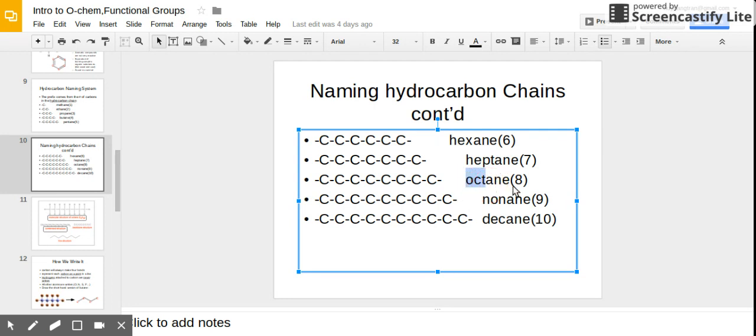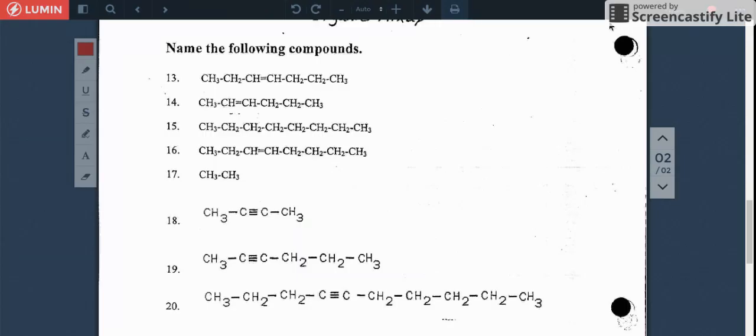Okay, right here, this is from your notes again. Naming hydrocarbon chains continued. This is from your notes on Thursday, for Unit 9. Look at the prefix here. You see how these are anes. I'm just saying in general, look at the prefix oct. This is for 8 carbons bonding together. Doesn't matter how, it's just that they're bonding together. 8 carbons.